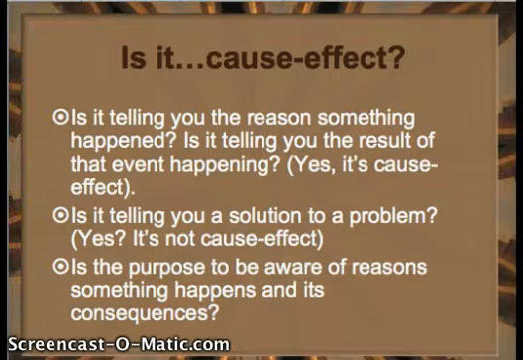To figure out if it's cause and effect, ask yourself, is the reason something happened important? Is the effect that something happened important? If it is, it's probably cause and effect. Is it telling you a solution to a problem? If it is, it's not cause and effect. And is the purpose of the text so that you as the reader can be aware of reasons something happened and the consequences of that event?